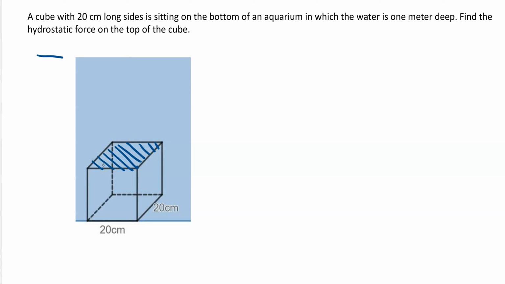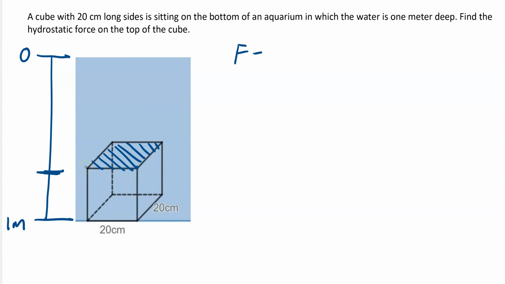So let's start like we did before. This is 0, and the total depth is 1 meter. What we need to do is find out what the depth is here. Obviously it's not to scale, because if it were, it would be a tiny little cube down there and you wouldn't be able to see it. So we have to exaggerate it. We need to find out what that depth is.